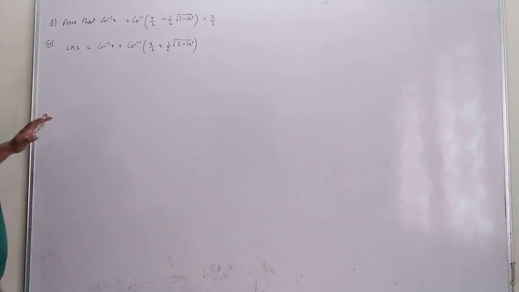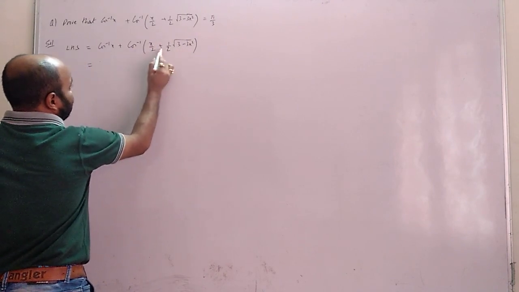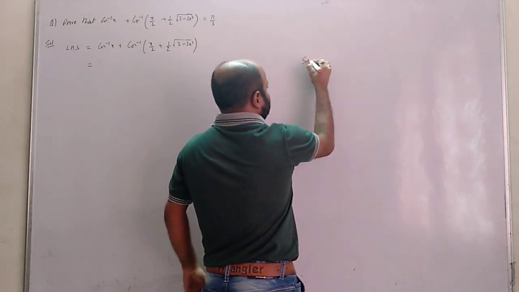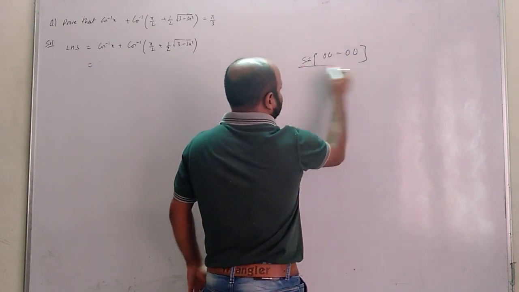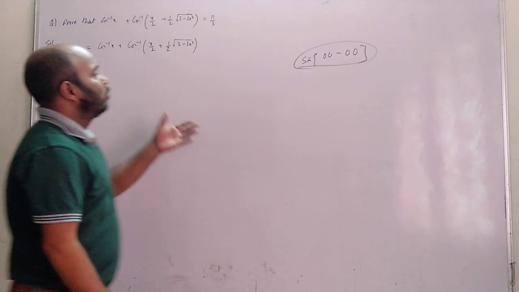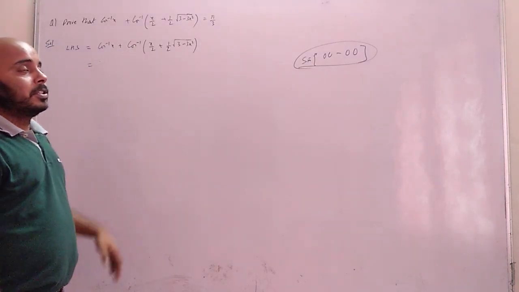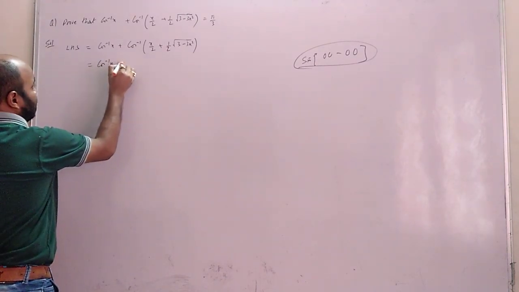Done? Now see nicely this term, cos inverse of something plus something. Similarly it may also come like this, sin inverse of something minus something. These things, where we have a huge term inside cos inverse or inside sin inverse, are basically formulas. Okay, now see how to understand it is a formula.